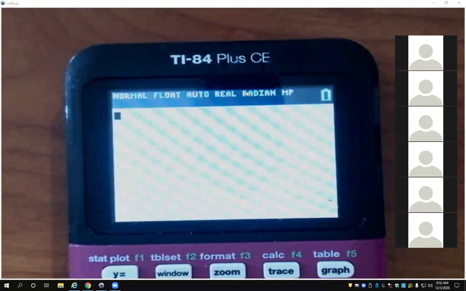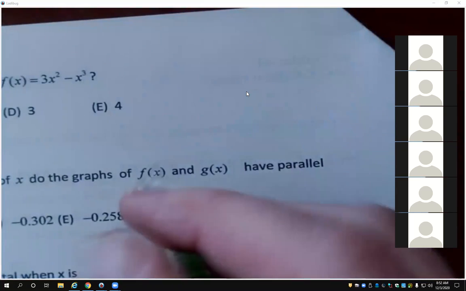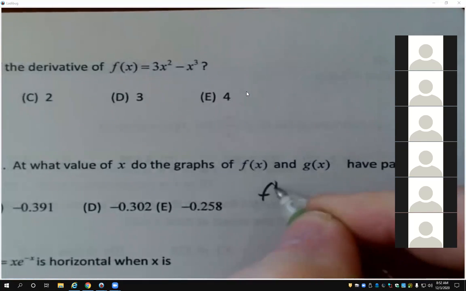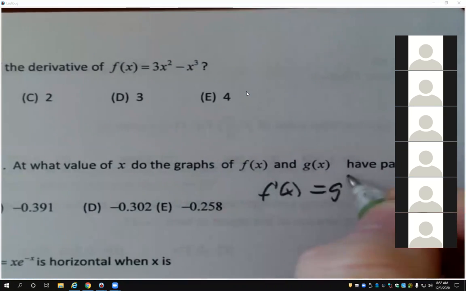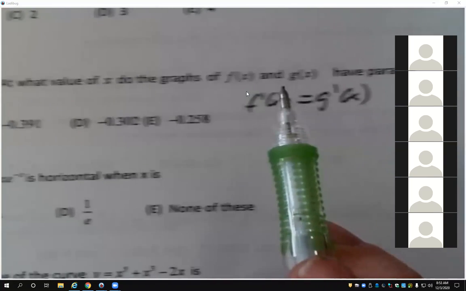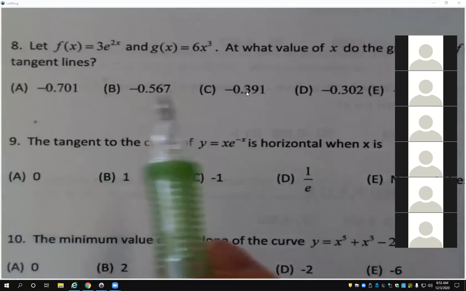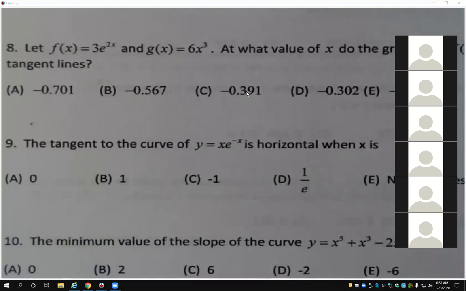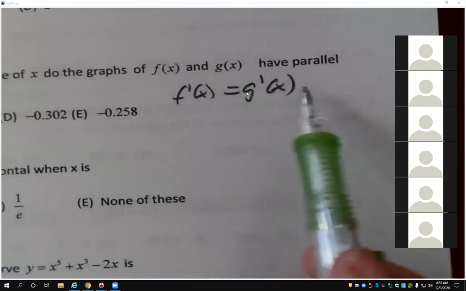Okay, so the interpretation of that is, tangent lines are from derivatives, right? So it's really saying, when does f prime of x equal g prime of x? Because at what value of x do the graphs have parallel tangent lines? Well, parallel tangent lines mean they have the same slope, and same slope means the derivatives are the same.